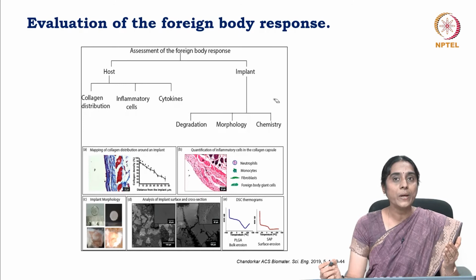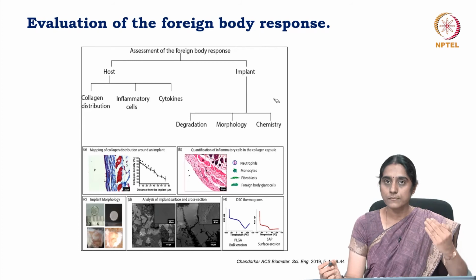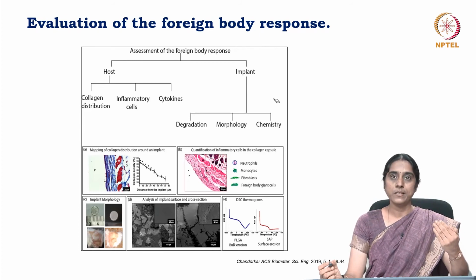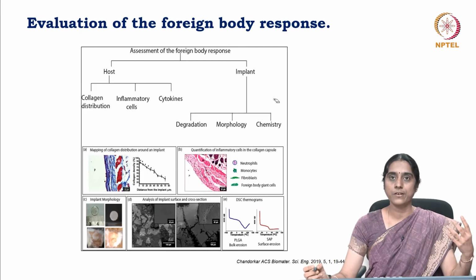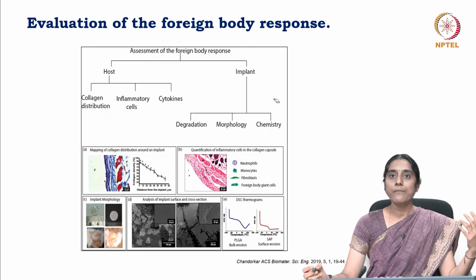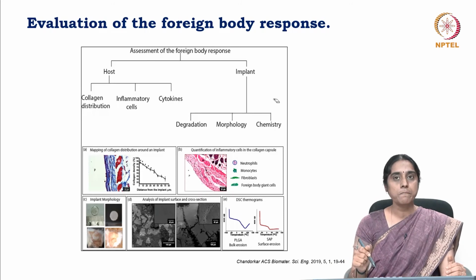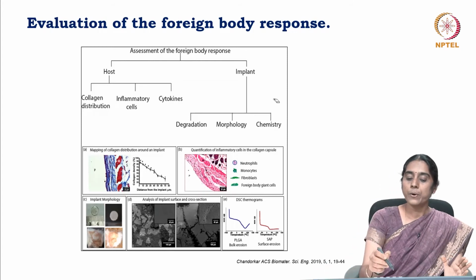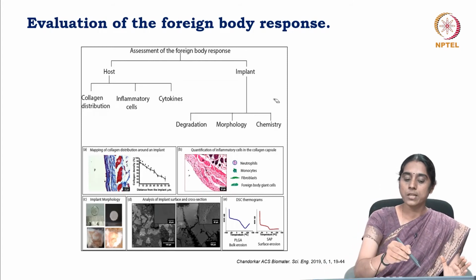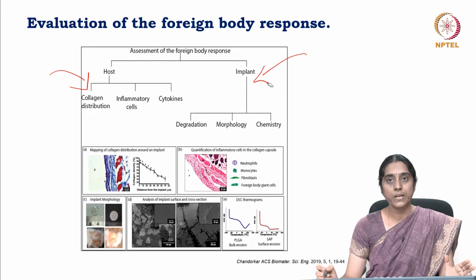So, how do we evaluate this foreign body response? If somebody is developing a new biomaterial and they see that it is very efficient in regenerating certain cells and tissues in vitro, but if it has to be translated, then the important aspect that has to be studied is how strong the foreign body response is. We can assess the foreign body response from the host point as well as from the properties of the implant.